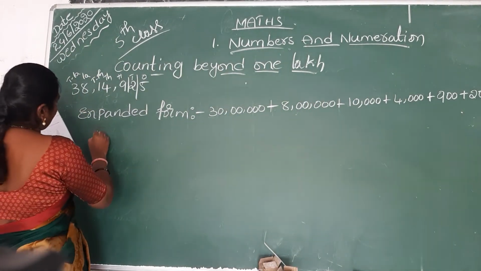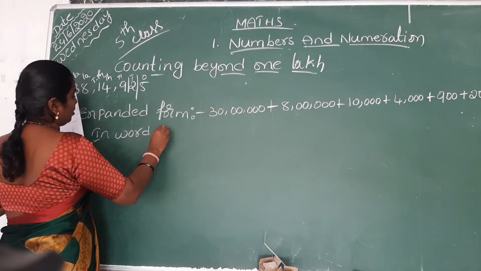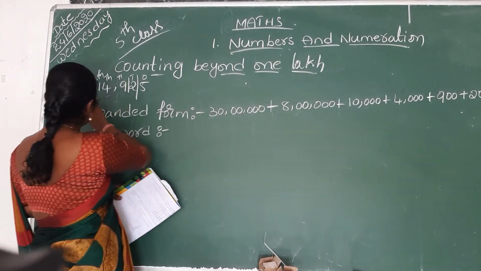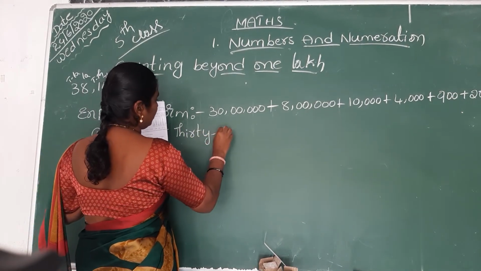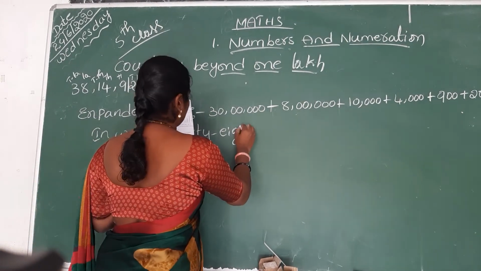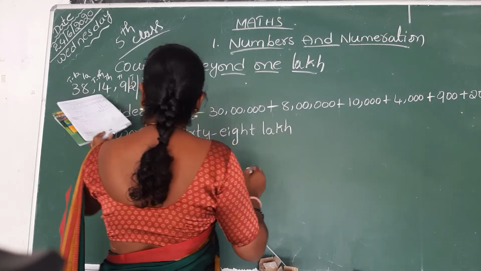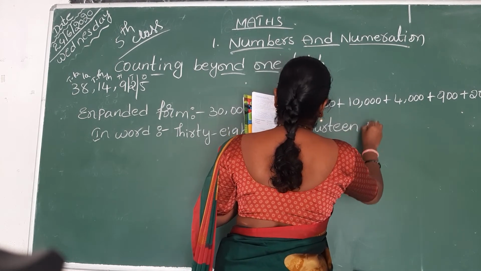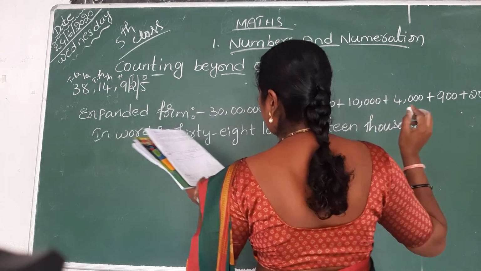So if asked in words, write the number name of the following number. How will you write? 38 lakhs. 30 is in 10 lakhs place. 8 lakhs place. 38 lakh. 14,000. Next 900.